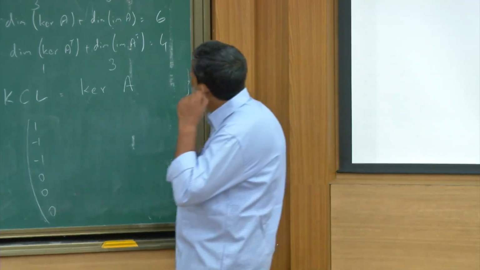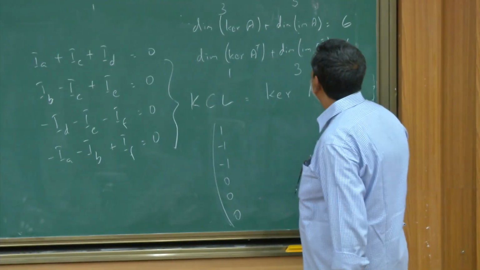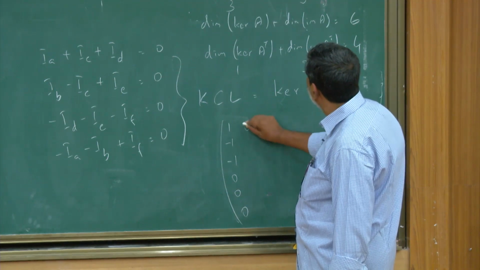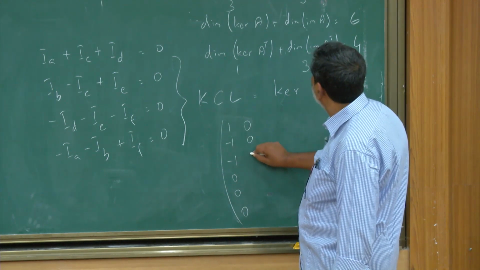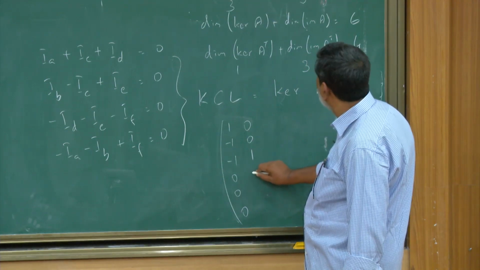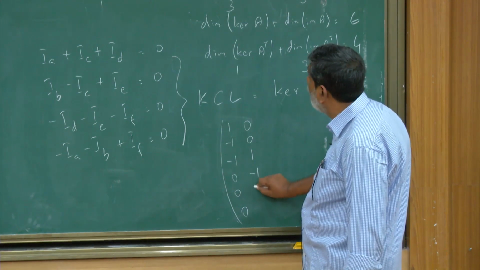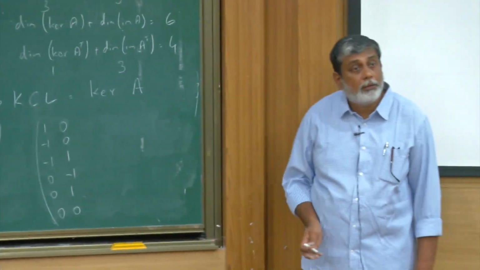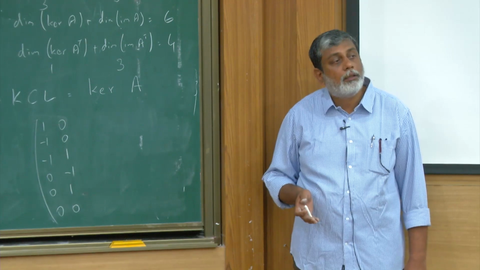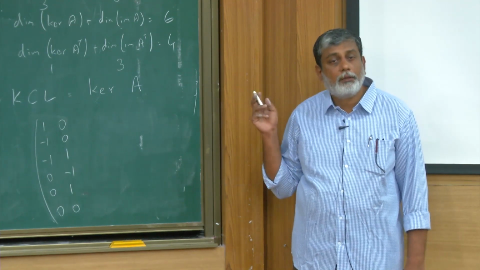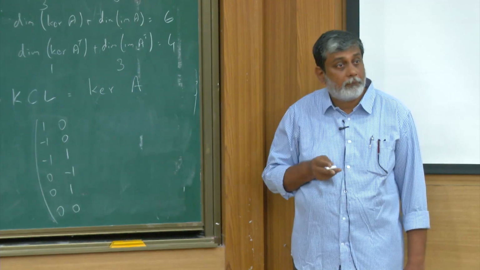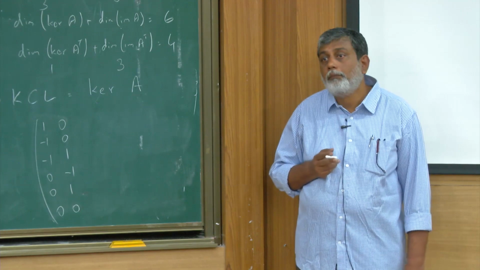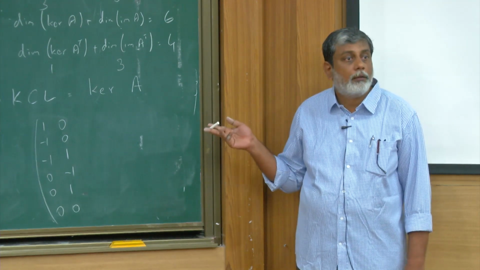All right. I want to take some other independent vector. So let's say that's a vector which is in the kernel of A.